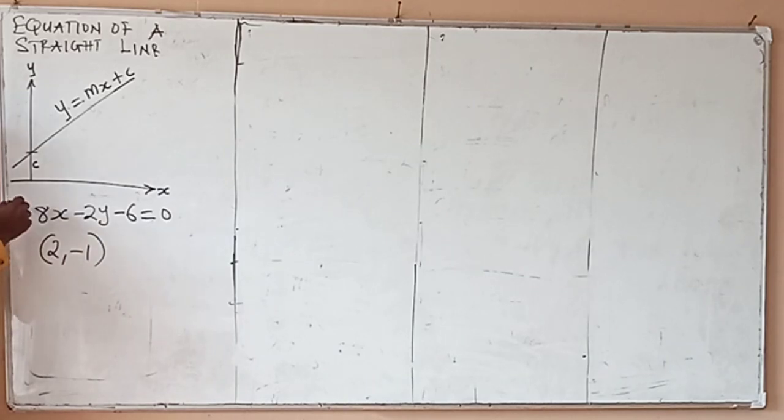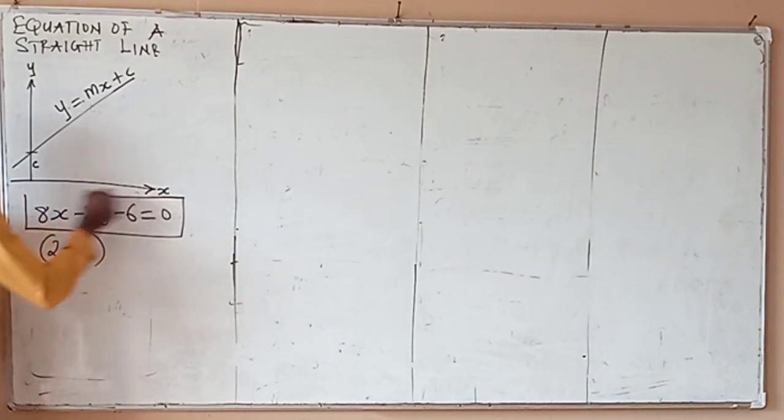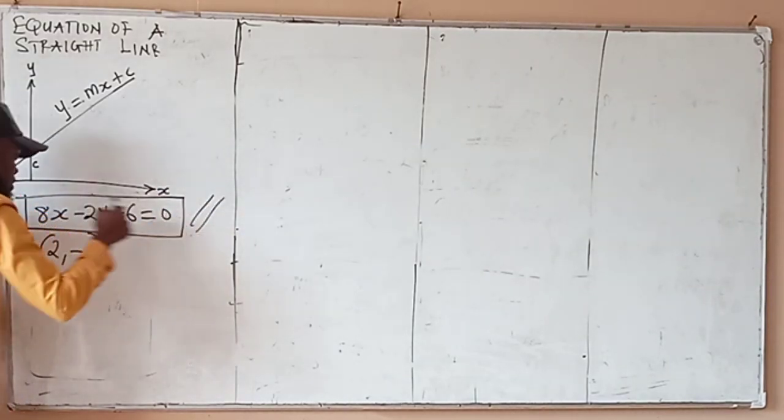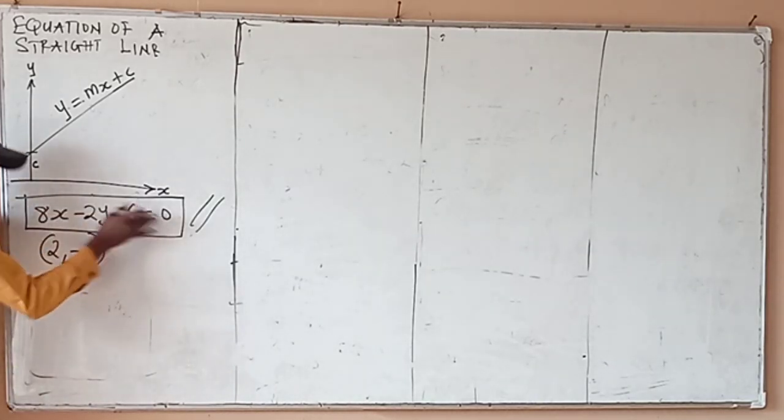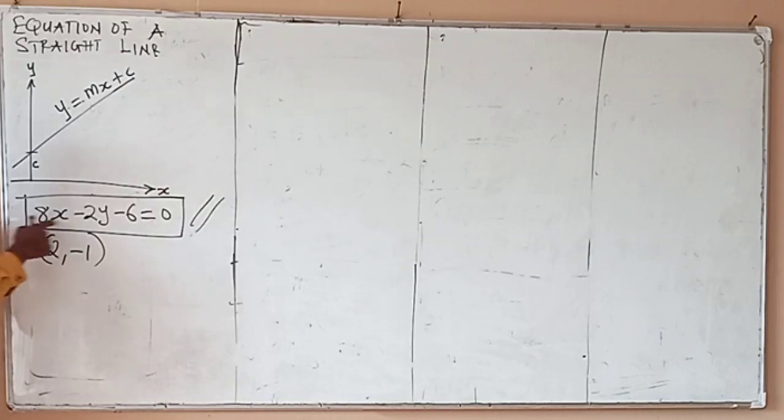So the line we are talking about is parallel to this line. How do we get the equation of this particular line? The first step is to get the gradient of this line. So what is the gradient of this one?